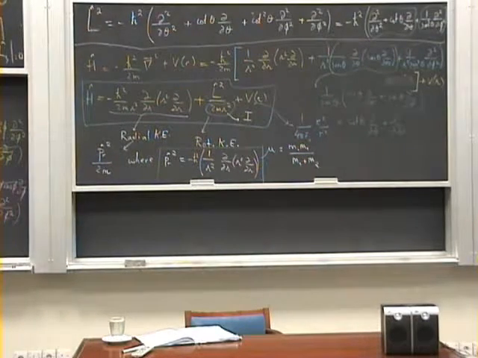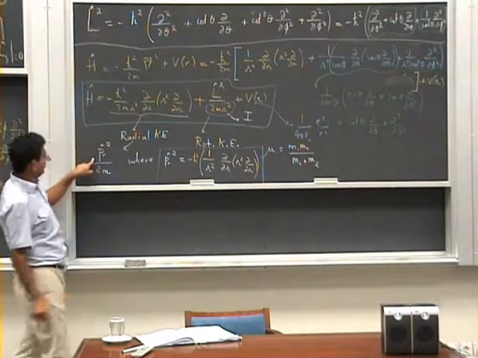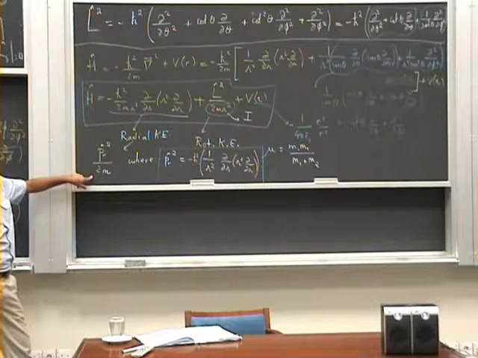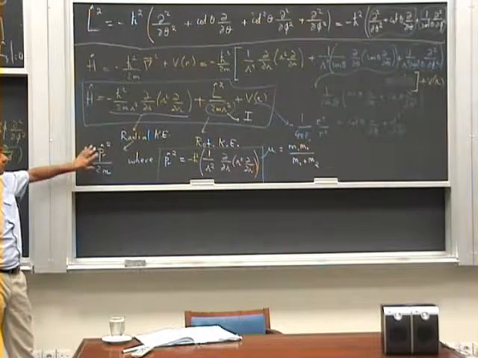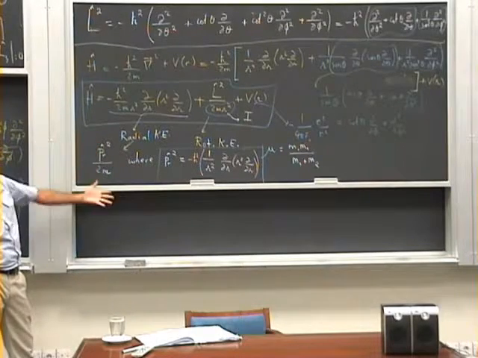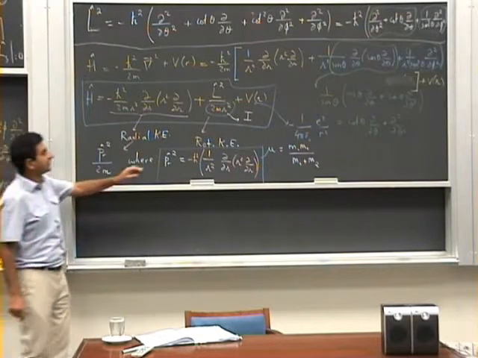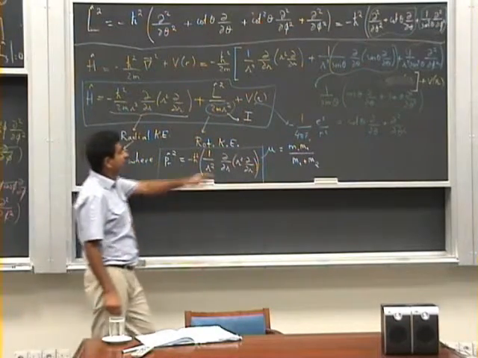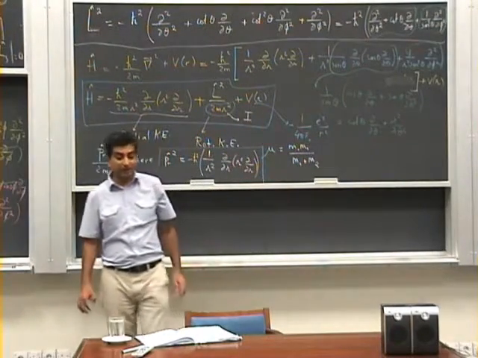Okay. So this factor turns out to be equal to an energy term, radial momentum square divided by 2m. So the expectation value of this operator will give us the radial kinetic energy, and the expectation value of this operator will give us the rotational kinetic energy. The expectation value of this operator will give us the potential energy.